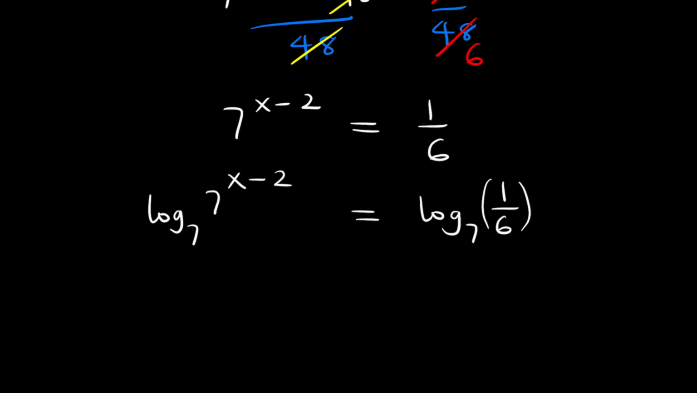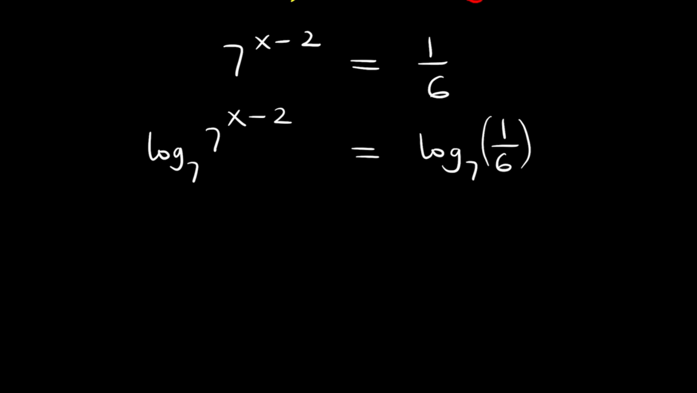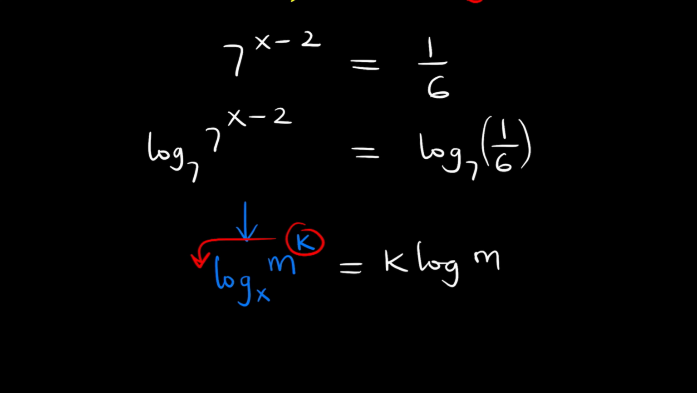And then there are two laws of logarithm that we can apply here. The first applies to the left hand side, which is when you have the logarithm to any base of maybe m raised to power k, the law says that we can transfer this k all the way to the back of the logarithm here, so that the expression becomes k log m base whatever you have there.